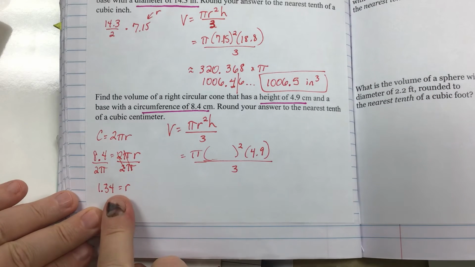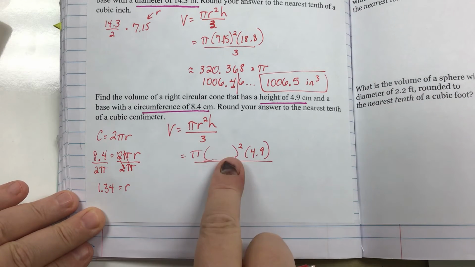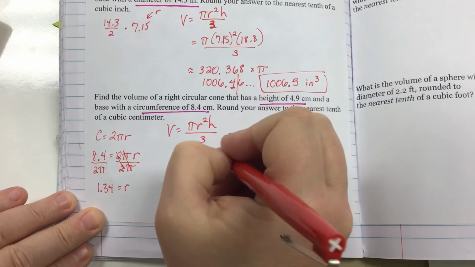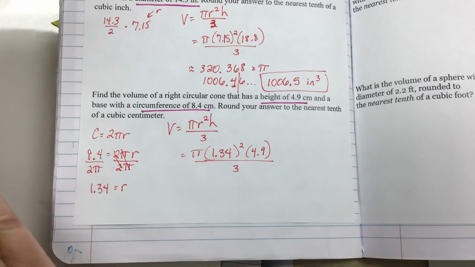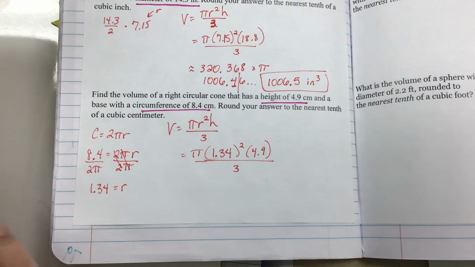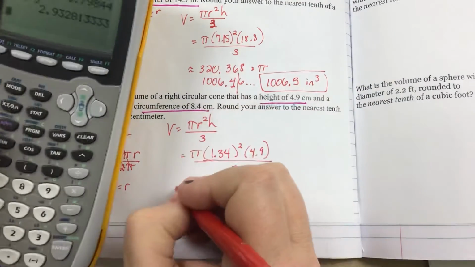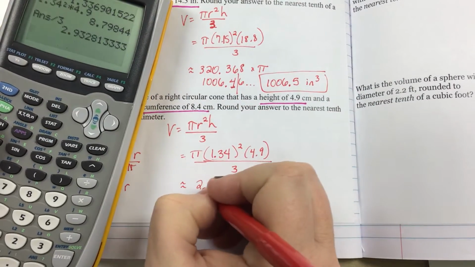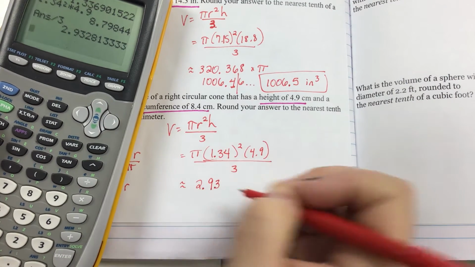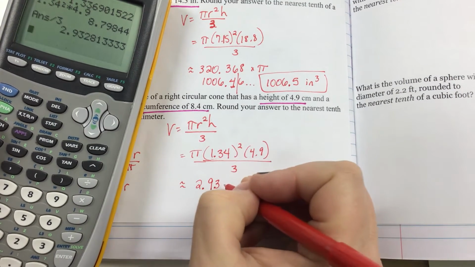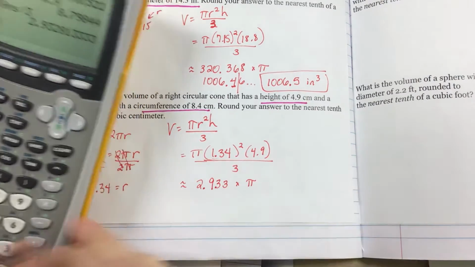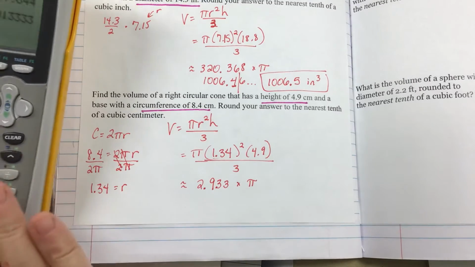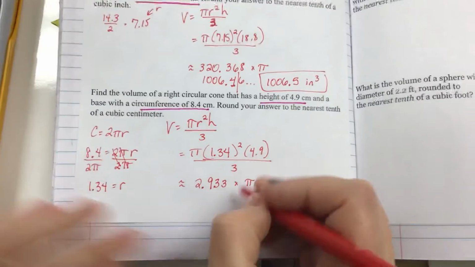Okay, so now that I know the radius, I'm going to plug it in right here for my r value. So again, I'm going to plug in that 1.34. So now that I have the radius, I'm going to multiply this out. So I'm going to take 1.34 squared times 4.9 divided by 3. So I get about 2.933. And then I'm going to multiply that by pi.